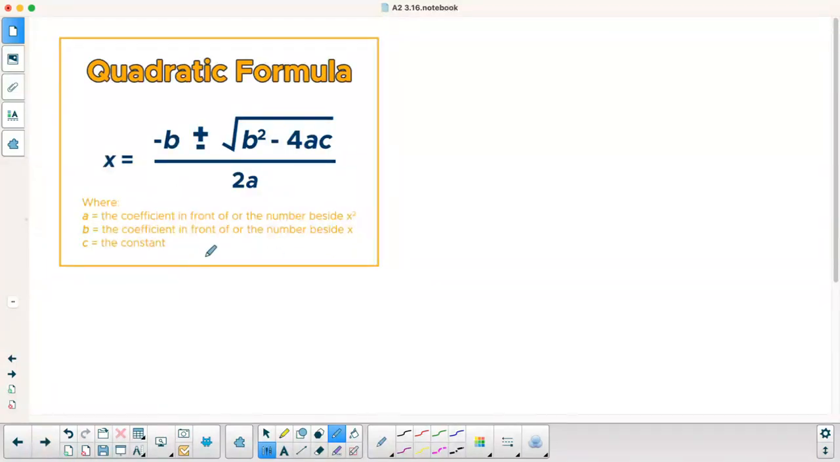All right, so quadratic formula. The quadratic formula is negative b plus or minus the square root of b squared minus 4ac, all over 2a. So you might say, what are a, b, and c? a is the coefficient in front of x squared, b is the coefficient in front of x, and c is your constant. So sometimes what we say is ax squared plus bx plus c equals 0. And they all have to be on the same side. So if you ever had, like, 2x squared plus 6x equals 1, you've got to move this 1 over here.